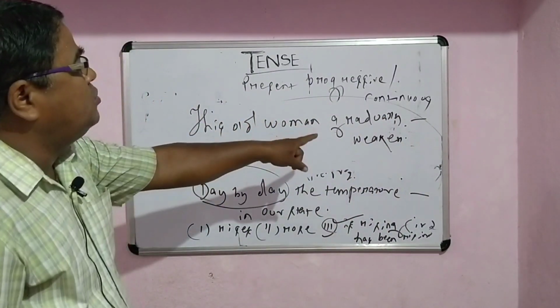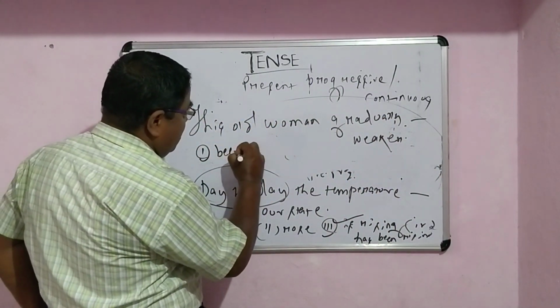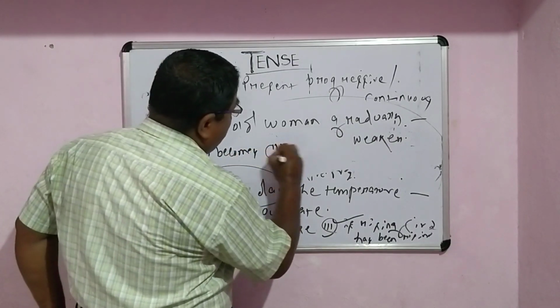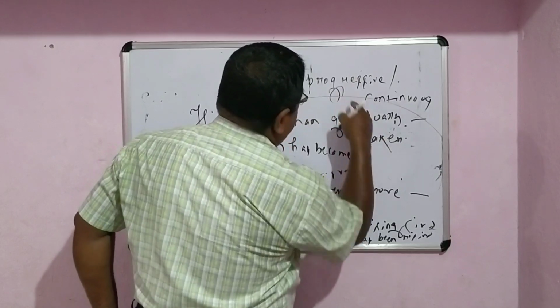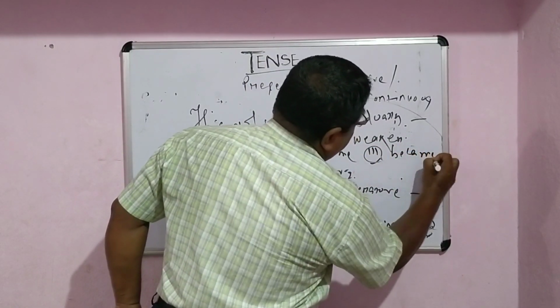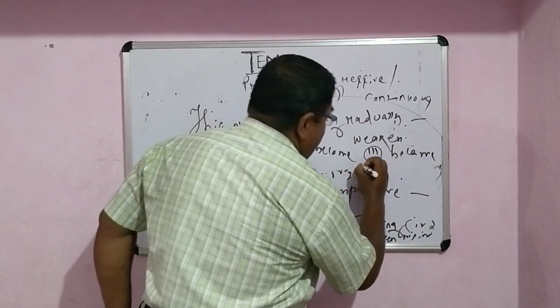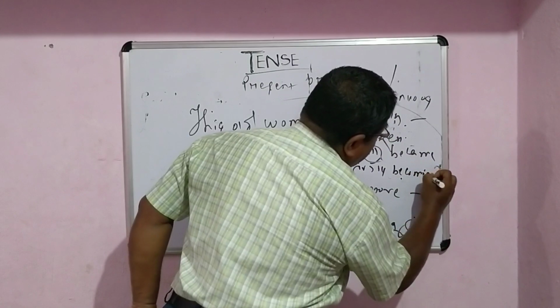This old woman gradually dash quicker. Suppose the answer is becomes, the present simple. Number 2, has become. This is present perfect, which comes after present progressive. Number 3, became. This is the past simple. The second form of become is became. And number 4 is becoming, which comes in the present progressive form.